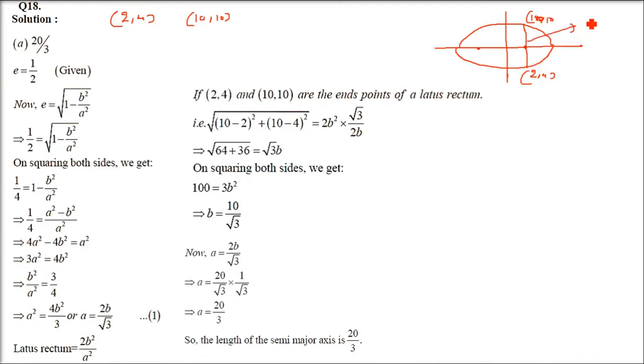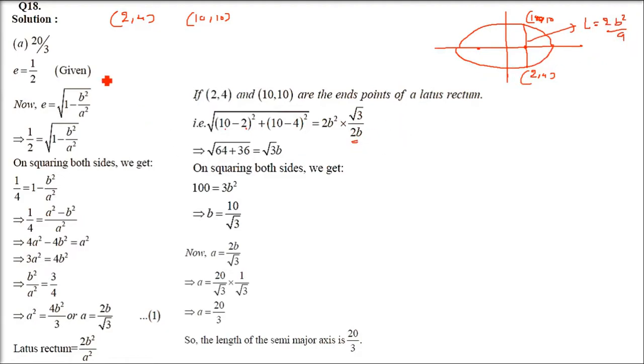A line which is passing through these two coordinates through the focus is the latus rectum, and the length of the latus rectum is 2b square by a. So we'll take the distance formula. You know how to find out the distance between 2 points. So under root x2 minus x1 whole square plus y2 minus y1 whole square. So this is 2b square by a.